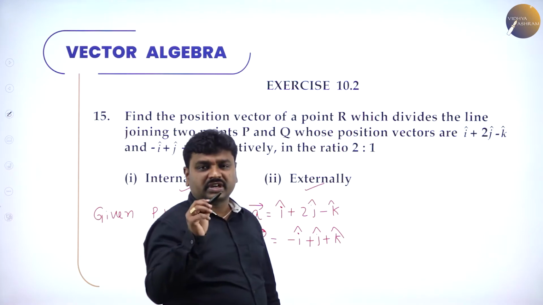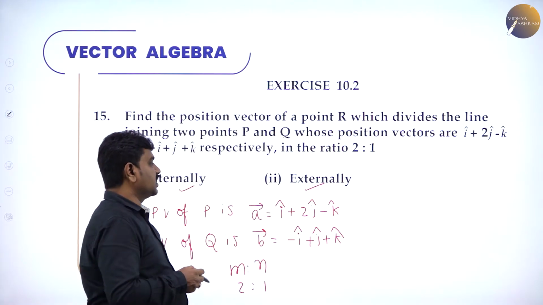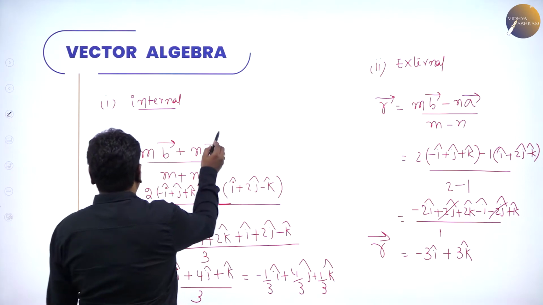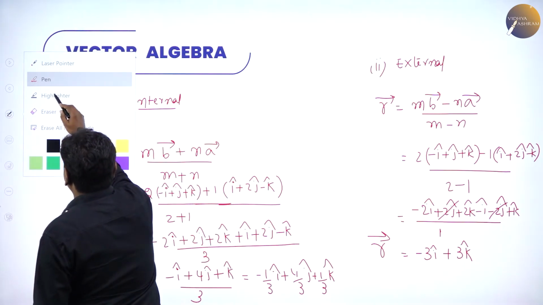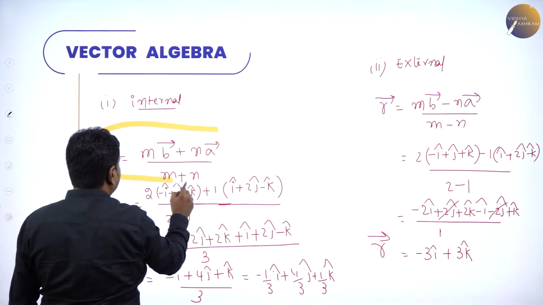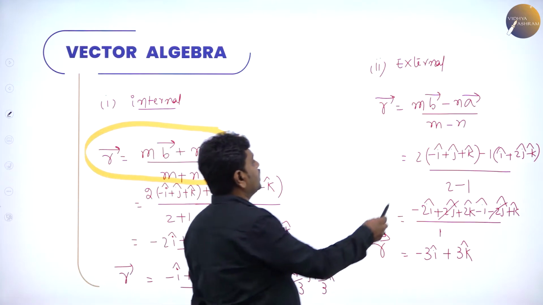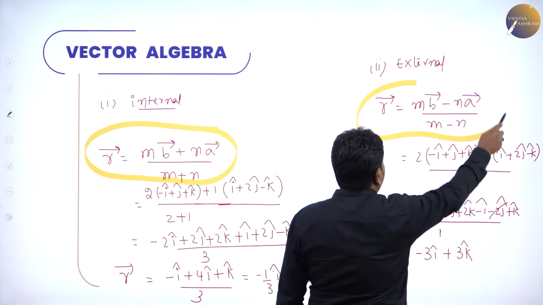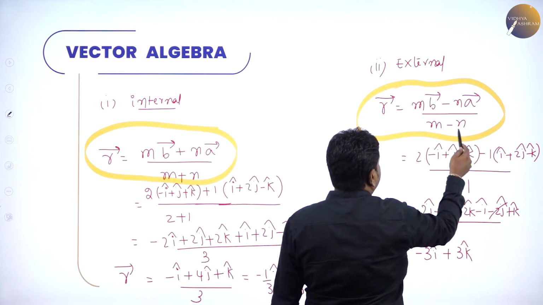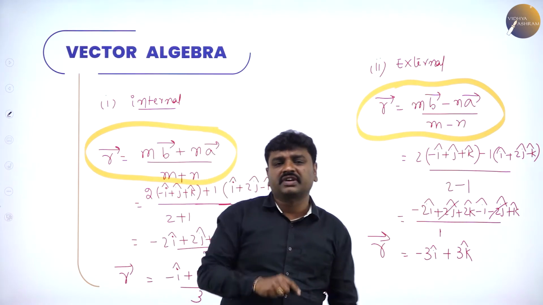So the position vector is vector R, which divides PQ in the ratio m is to n internally and externally. For internal division, the formula is what? For internal division, we use the formula vector R is equal to (m vector B plus n vector A) by (m plus n). And for external division, vector R is what? (m vector B minus n vector A) by (m minus n), where m and n are the ratios, and A and B are the position vectors of the points.